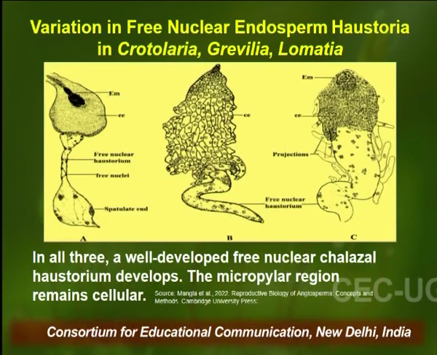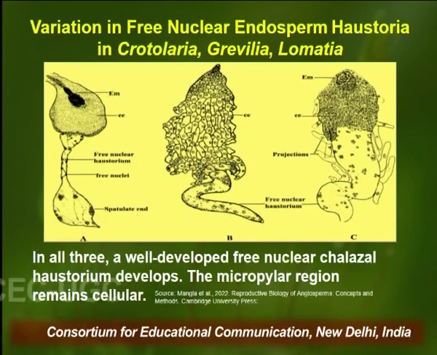Okay. So, here there are 3 species. The first one is Crotalaria, the second is Grevillea, the third one is Lomatia. In all 3 we see that there is a well developed free nuclear callosal Haustorium which is present. In all, the micropylar region is cellular.